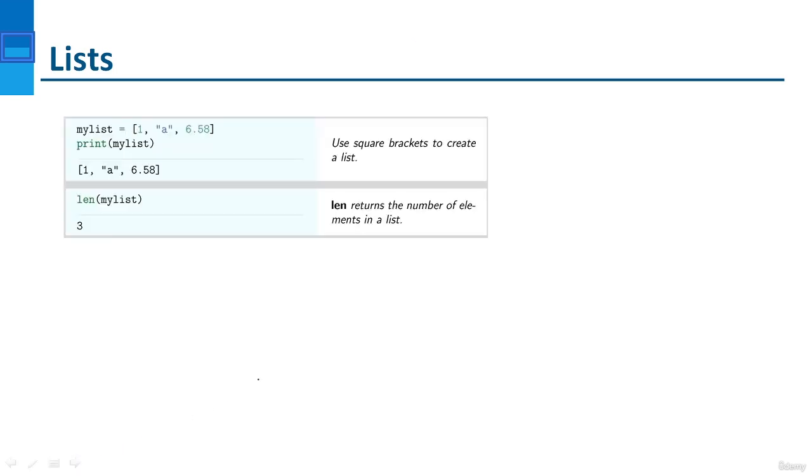So let us see an example on list here. This is my list. It contains several elements like 1, A, 6.58. Now I am displaying my list. The elements will be displayed as they are. There is a built-in function for list, len function, used to compute the number of elements inside the list. Totally 3 elements are there, so if you print len of my list, you will get the result as 3.